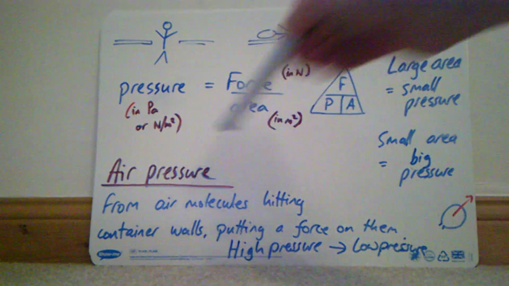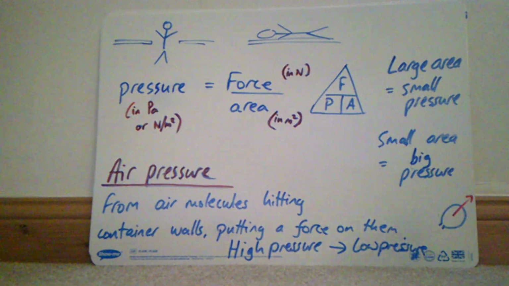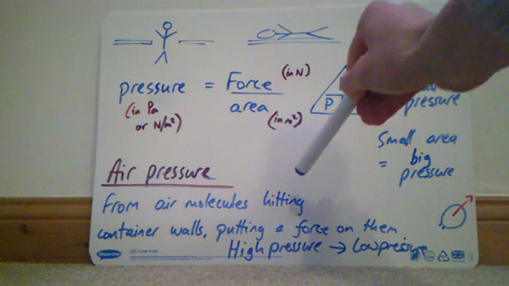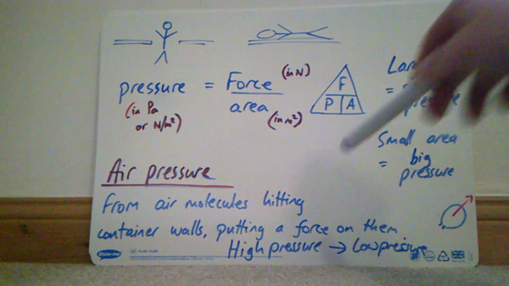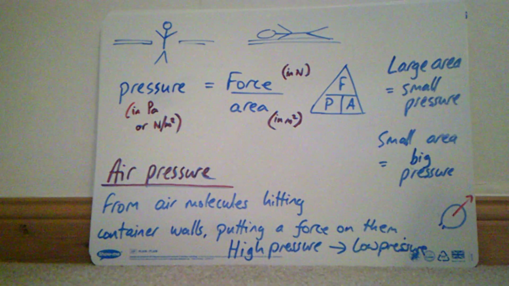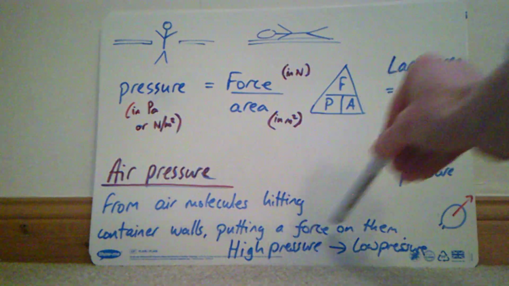What is air pressure? Well, the air pressure on something is from all the air molecules bouncing around, hitting the container walls, whatever container we're talking about, putting a force on them. Air always, in fact, any gas wants to move from areas of high pressure to low pressure.